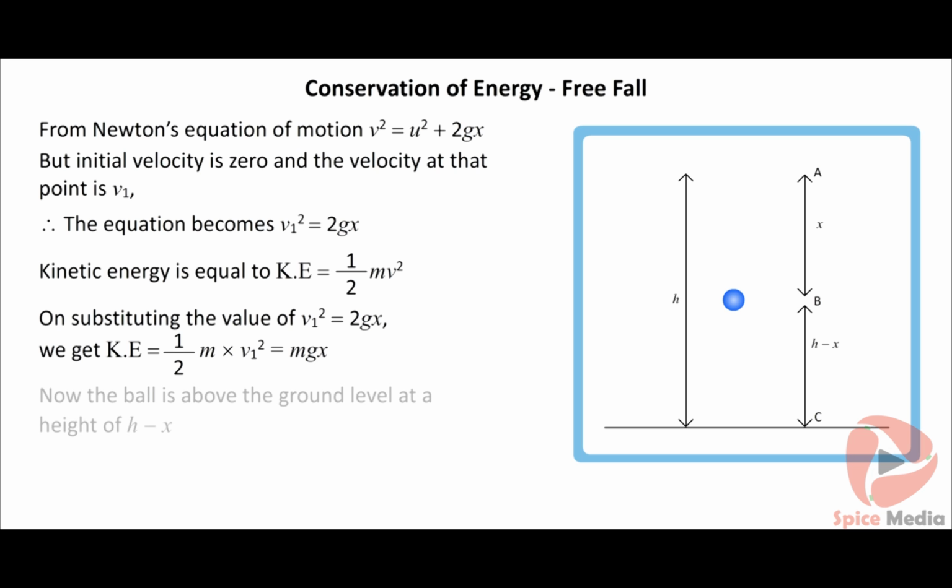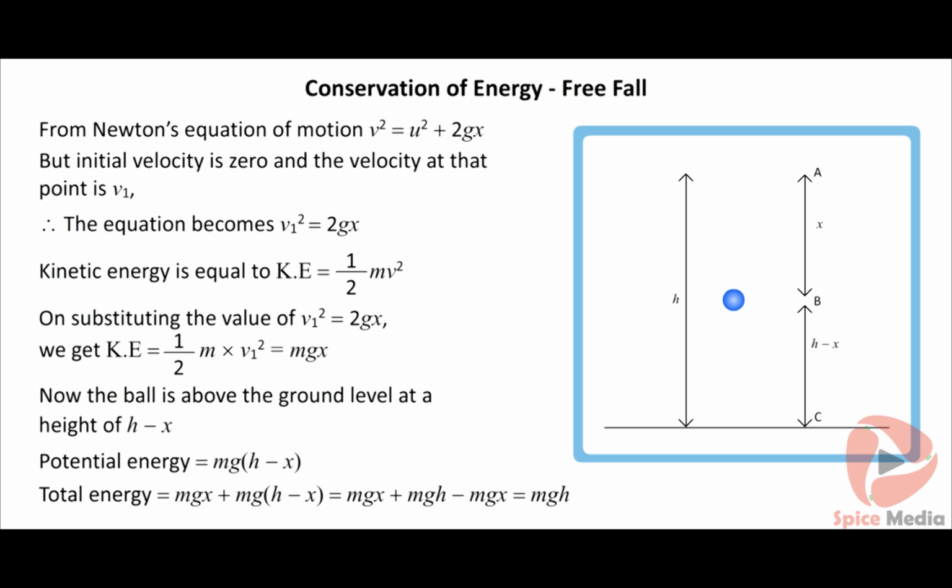Now, above the ground level, the ball is at a height of h minus x. Therefore, potential energy is equal to mg into (h minus x). Now, total energy is equal to mgx plus mg into (h minus x), which is equal to mgx plus mgh minus mgx. Total energy is equal to mgh.